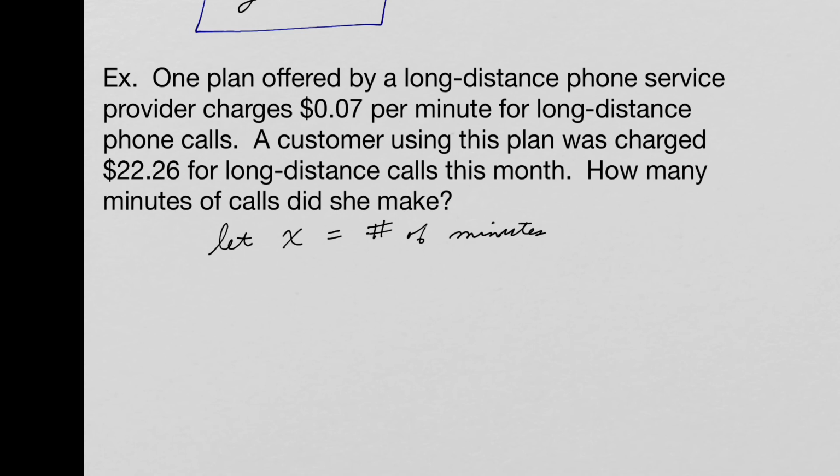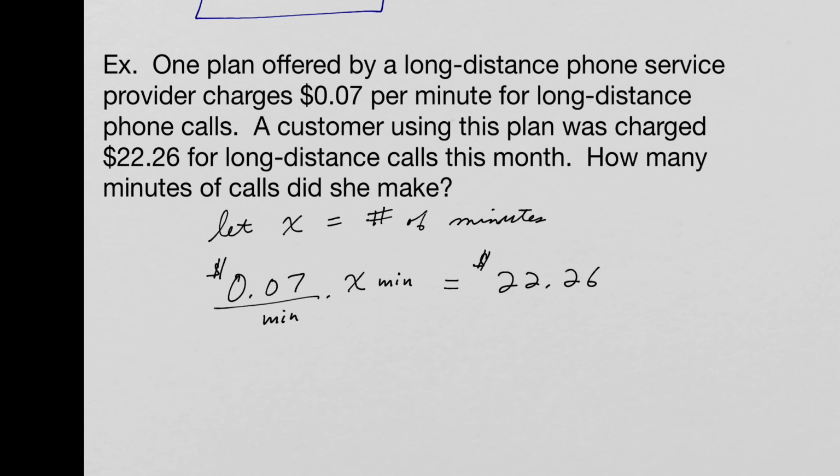So if you think about it, if I multiply 0.07, I'll even write the units here, dollars per minute, times x minutes, that's got to equal the total amount of money that the customer paid, which is $22.26. So really that's the equation. It's simply going to be 0.07 times x equals 22.26.